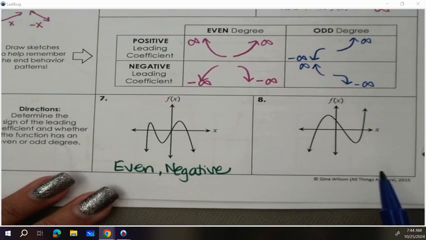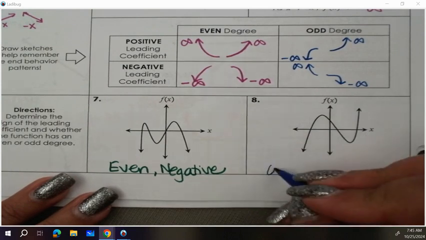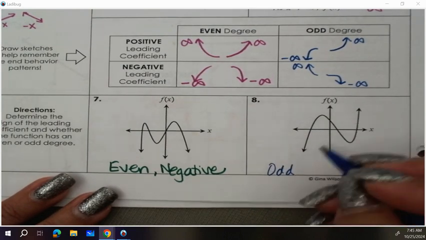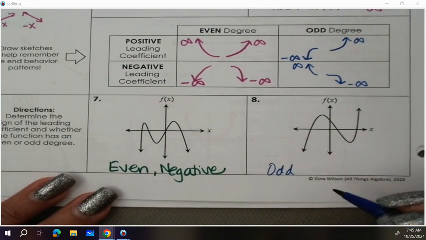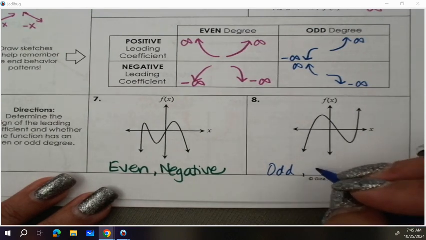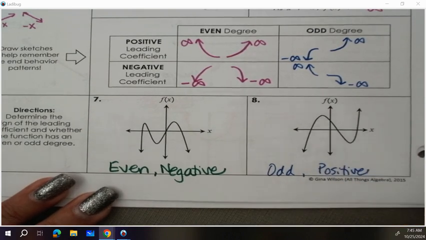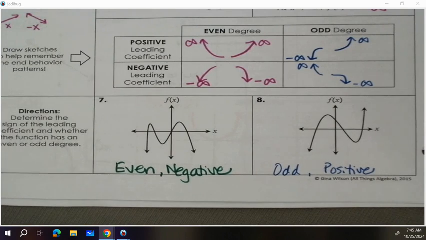For this guy, is number 8 even or odd? Definitely odd, because we're going opposite directions. Odd ones go opposite directions. And is my leading coefficient positive or negative? Positive, because I'm up on the right. Good. All right, so that's end behavior.